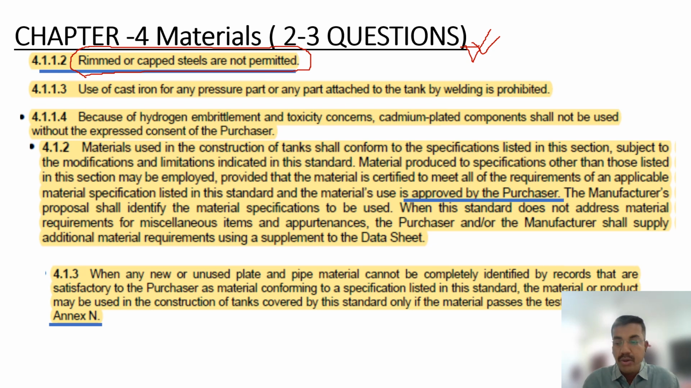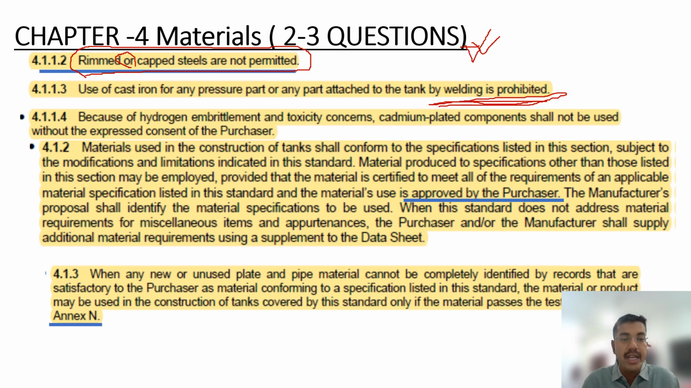If a question comes as to which type of steels are avoided as per API 653, one option is rimmed, one is capped, one is rimmed and capped, and another is killed and semi-killed. You have to check for rimmed or capped, so this "or" is also important. Sometimes "or" and "and" cause confusion. Use of cast iron for any purchased part or any part attached to the tank by welding is prohibited. These terms are important and we have to make a note so that if any question comes regarding that, we can answer it.